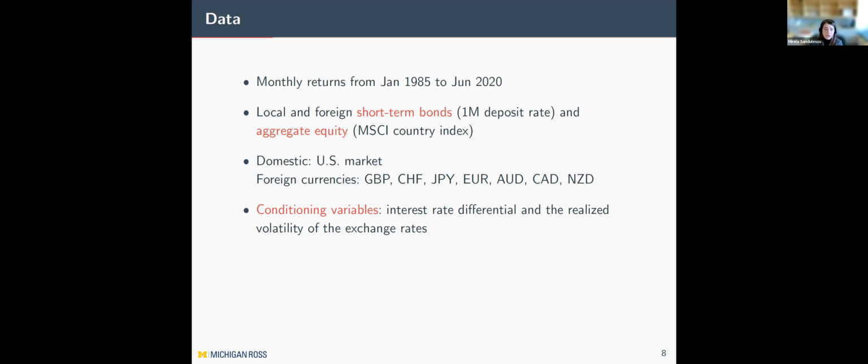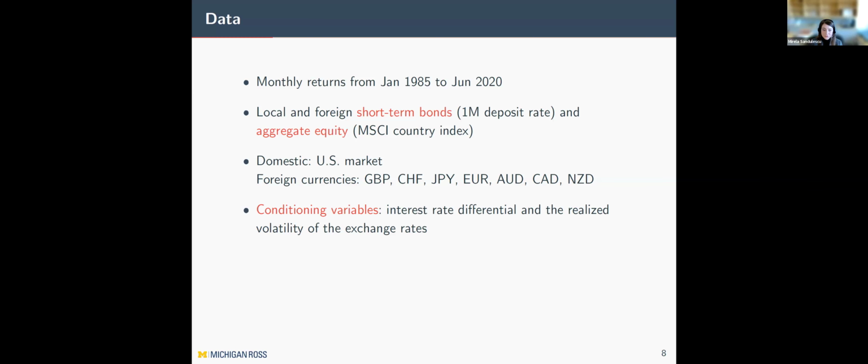The markets that we are going to focus on are going to be developed economies. We are going to take as the domestic market to be the US one. And as foreign currencies, we are going to consider the British pound, the Swiss franc, Japanese yen, the euro, Australian, Canadian, and New Zealand dollars. For conditioning variables, we are going to follow extant literature, and we are going to focus on the interest rate differential and the realized volatility of the exchange rates.